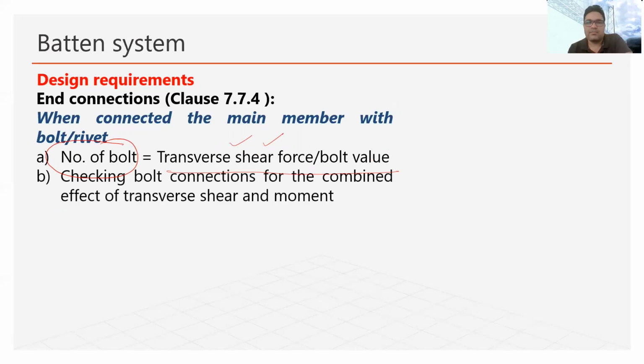Then, second, we will check the bolt connection for the combined effect of transverse shear and, sorry, this is not transverse, it is actually longitudinal, which is VL, and this is also longitudinal shear. So transverse shear is basically 2.5% of the axial load, and because of this transverse shear, two effects are induced: one is the longitudinal shear and the other is moment.